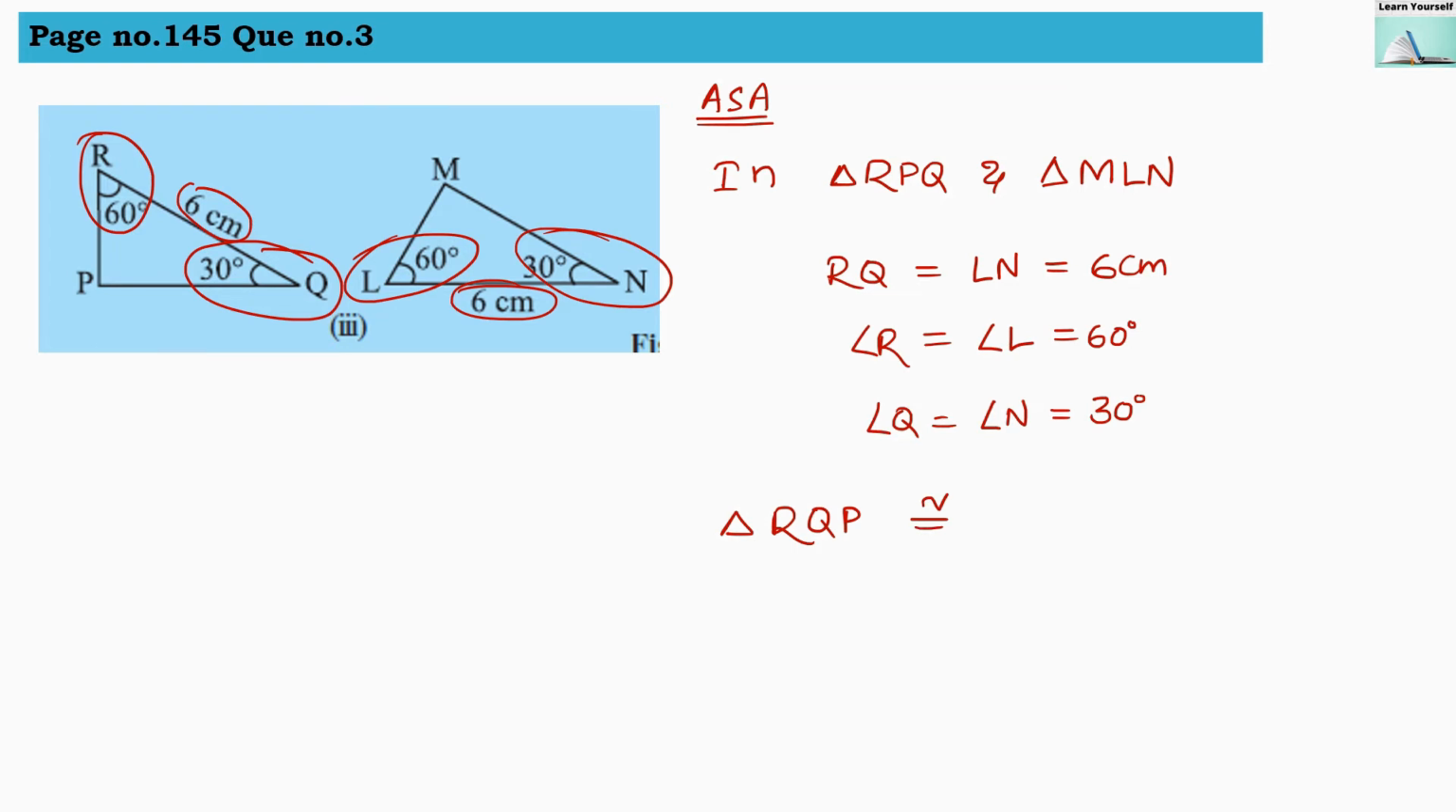Now let us check here that R is equal to L, so first we are going to write L. Q is equal to N, so we are writing N. And the last left alphabet is M, so we are writing that here. Now let us check the side. RQ is equal to LN. So yes, our name is correct and triangle RQP is congruent with LNM as per angle side angle criteria.